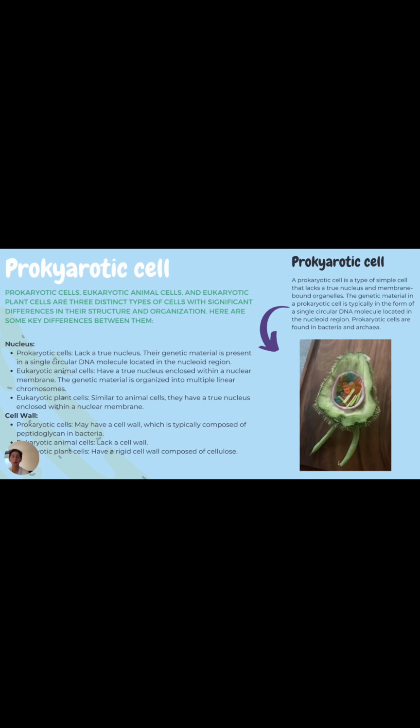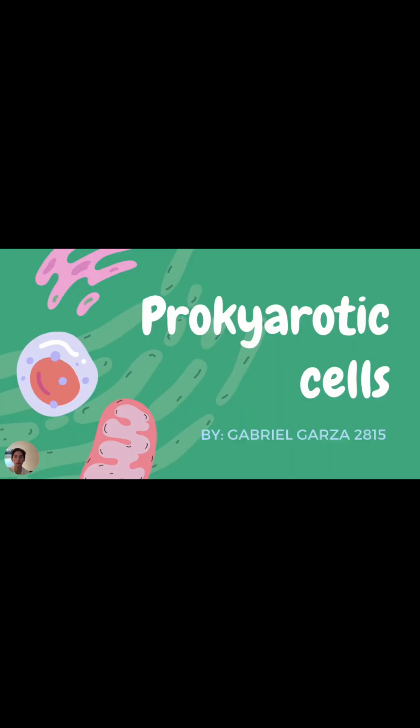Nucleus. Prokaryotic cells lack a true nucleus. Their genetic material is present in a single circular DNA molecule located in the nucleoid region. Eukaryotic animal cells have a true nucleus enclosed within a nuclear membrane. The genetic material is organized into multiple linear chromosomes. Eukaryotic plant cells, similar to animal cells, have a true nucleus enclosed within a nuclear membrane.